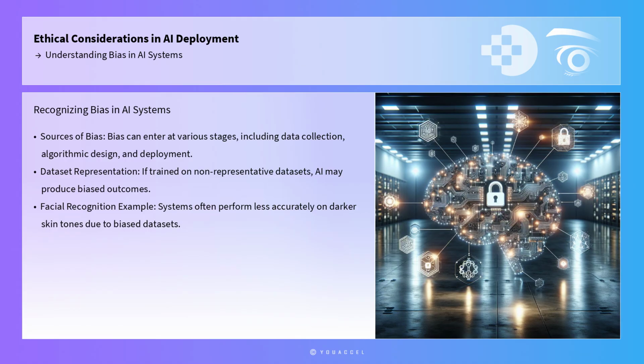Bias can enter an AI system at various stages, including the data collection process, algorithmic design, and deployment. For instance, if an AI system is trained on datasets that are not representative of the population it will serve, the system may produce biased outcomes. This can be observed in facial recognition systems, which have been found to perform less accurately on individuals with darker skin tones due to training on predominantly light-skinned datasets. Understanding these sources of bias allows professionals to implement strategies to mitigate them, such as ensuring diverse and representative datasets and continuously monitoring and updating the AI models.